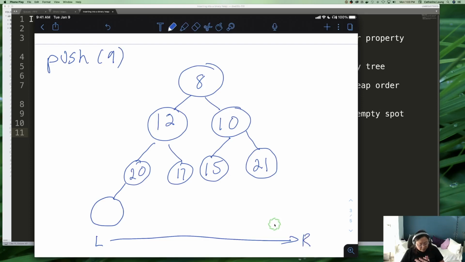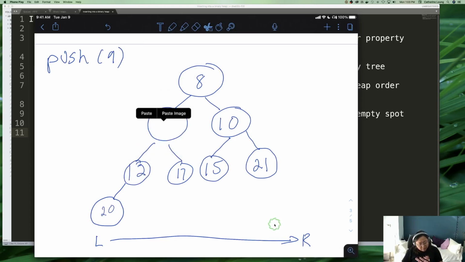Can I put the 9 here? Well, 20 is a lower priority than 9, so the answer is no. We have to pull the parent, the 20, take the 20, pull it down into the current spot. This is the empty spot now. Can I put 9 here? Again, test the parent. Is the parent a higher priority or not? And the answer is no, the parent is lower priority. So we're going to pull the 12 down into this spot.